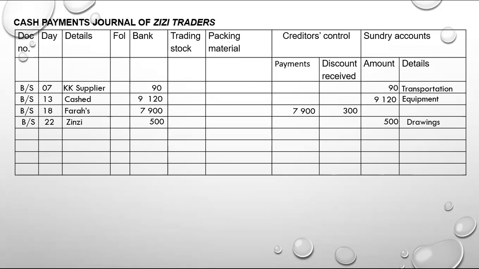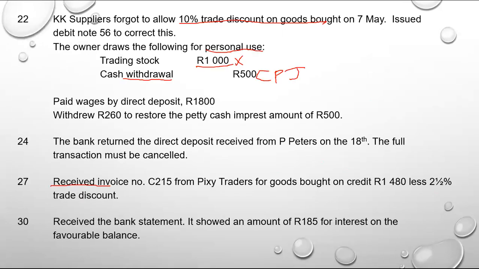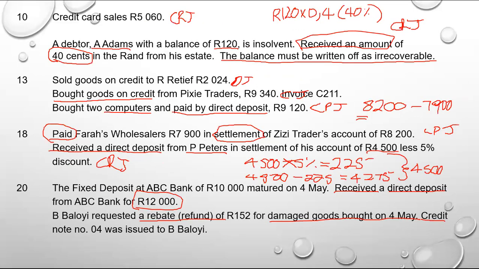Let's move on. The next one. The bank returned direct deposit received from P. Peters on the 18th. The full transaction must be cancelled, okay? I'm going to have to go back to the 18th now and see how much ZZ actually paid. On the 18th, we received 4,275 from ZZ. The other one was a discount.